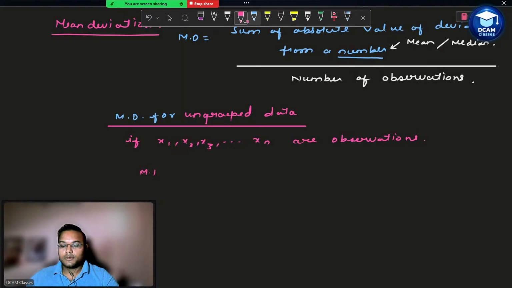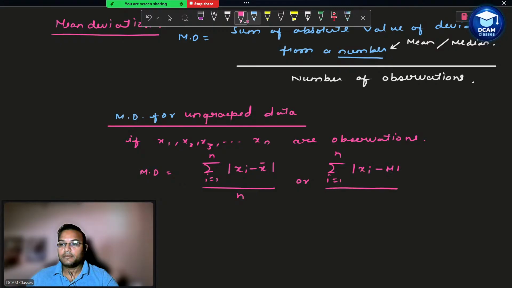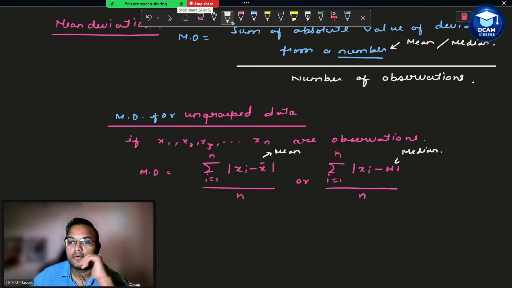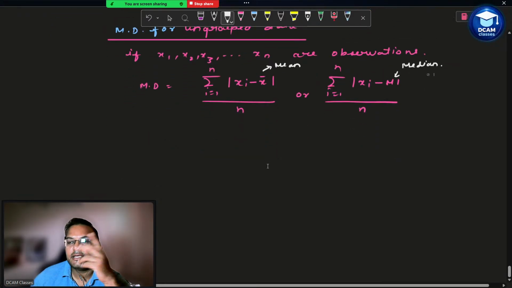Then the mean deviation formula is given by sigma i equals 1 to n, modulus of xi minus x bar, divided by n. Or sigma i equals 1 to n, modulus of xi minus capital M, divided by n. Here x bar represents the mean, and capital M represents the median, depending on which one they have asked you, and it's very easy.